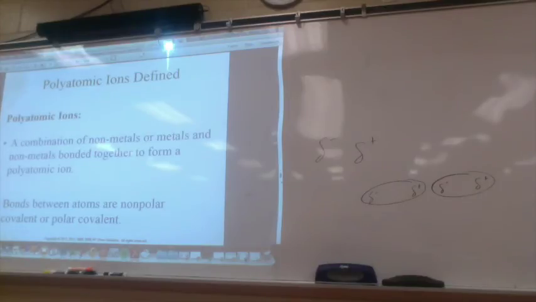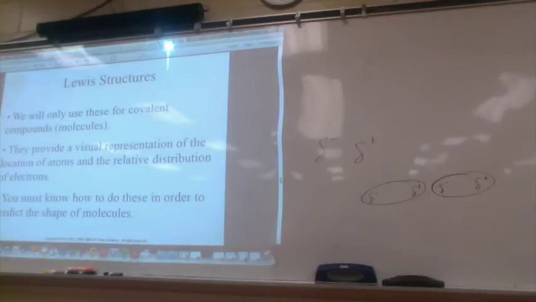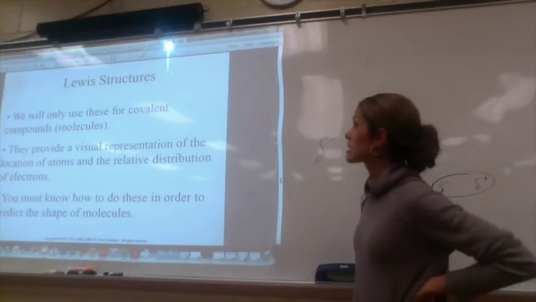Polyatomic ions are a combination of nonmetals, or metals and nonmetals, formed together. Bonds between atoms are nonpolar covalent or polar covalent. Lewis structures, sometimes called Lewis dot diagrams, are what we're going to focus on for the next 30 minutes.